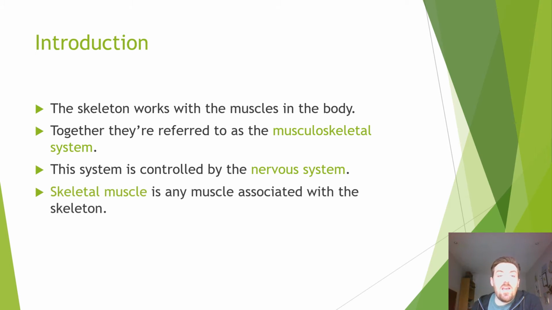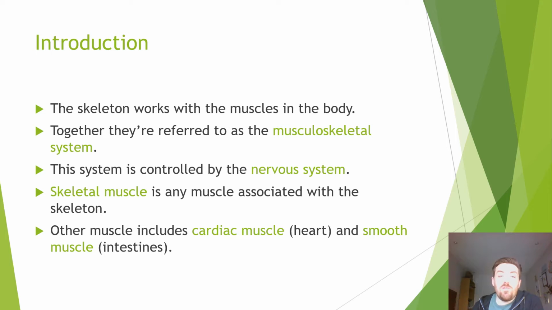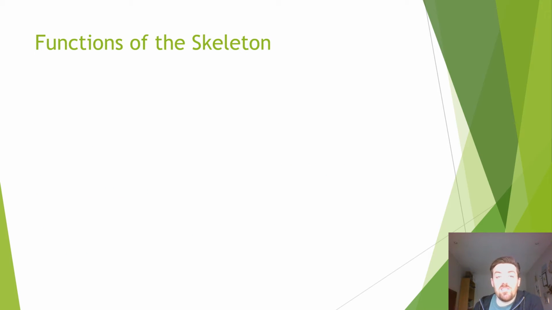All right. Skeletal muscle is any muscle associated with the skeleton. We'll have a look at that in a little bit more detail later on. And other muscles include cardiac muscle and smooth muscle, which we see in the intestines and the heart. And we'll talk about them. I think literally the very last slide we refer to them, or one of the last slides anyway.